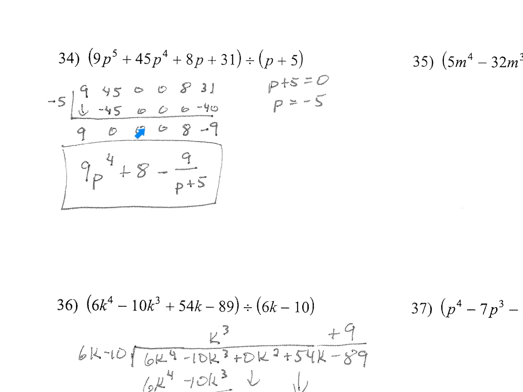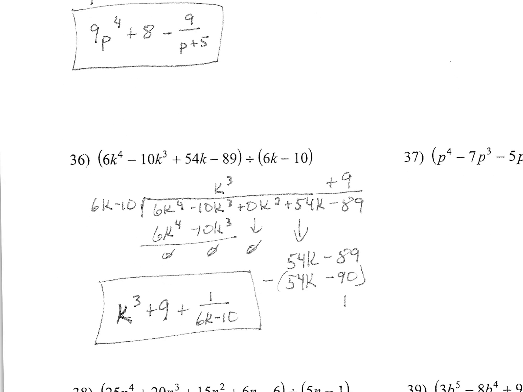Now you do not have to write these zeros in your answer, but you just need to understand that you have 9p to the fourth, because 5 minus that 1 is 4, 9p to the fourth, plus 8, and then minus 9 is your remainder, so minus 9 over p plus 5, all right? That's an example of synthetic division, okay? And then let's take a look at number 36.